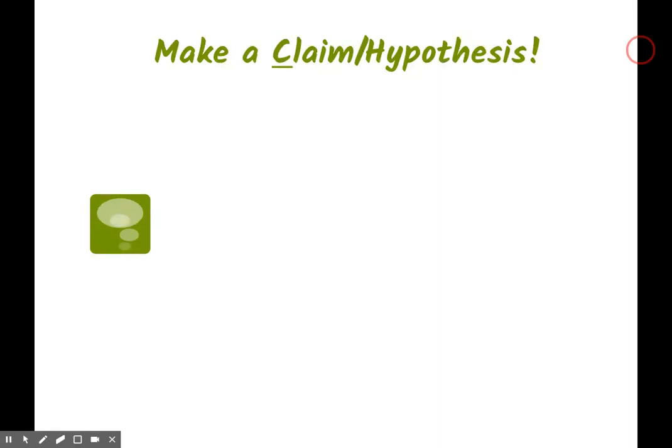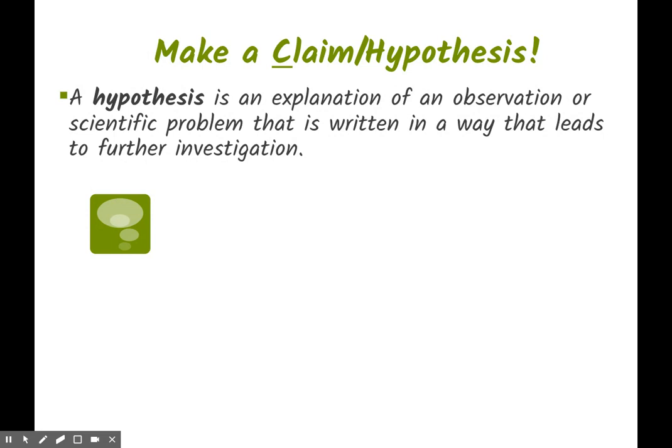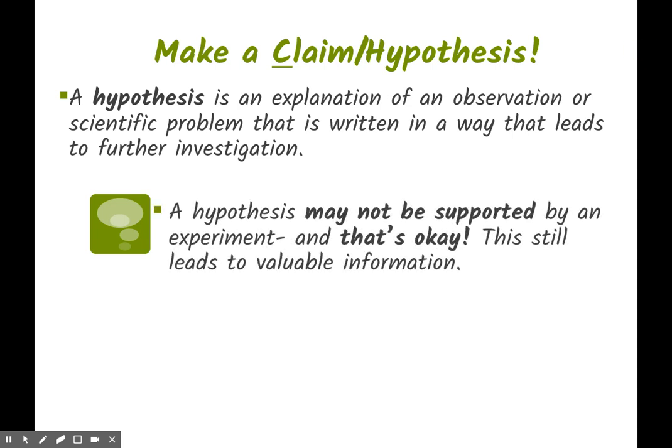And then next we're going to make a claim or a hypothesis. A hypothesis is an explanation of an observation or scientific problem, kind of like an inference. And it's written in a way that leads to further investigations, because we want to test an experiment and investigate your claim or hypothesis. A hypothesis may not be supported by an experiment, and that's okay. This leads to valuable information for scientists. It's all right if an experiment does not show the results that you were expecting. That just means that there's a different answer than the one you thought, and time to do a new experiment to figure out what that answer really is.